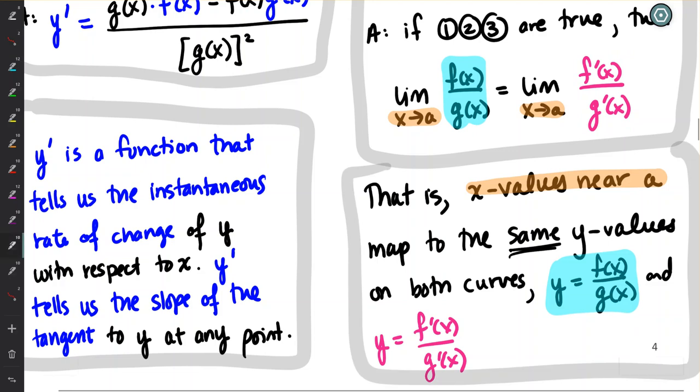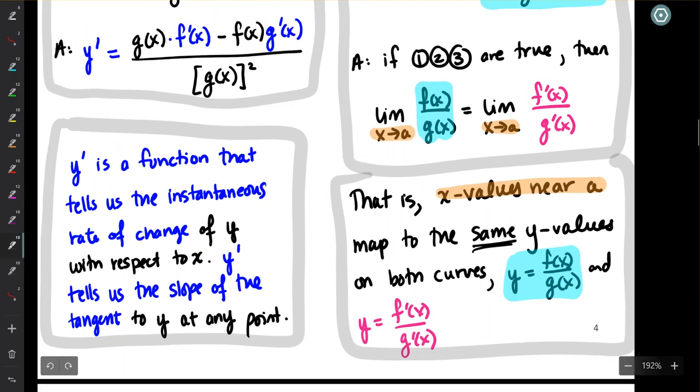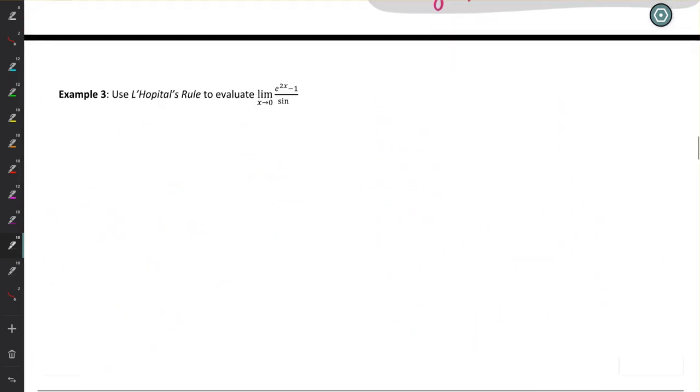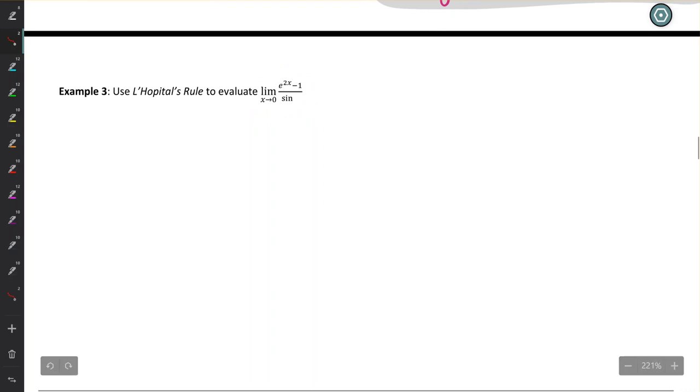Let's go ahead and use L'Hopital's rule. All right. So example 3, use L'Hopital's rule to evaluate this limit. And this is the limit that we did in example 1a graphically. And I'm noticing here that the x did not print. So let's go ahead and put that in there.